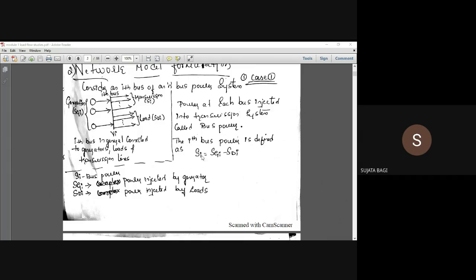Okay, so whatever the generation minus demand. This power, generation power, whatever we are getting, SGI, this is transmission. So how much are we getting here? How much generated power minus the load side. So this is the total power that will be there. Okay, bus power. What is that bus power? Bus power is nothing but power injected by generator minus power injected by loads. Generation minus loads. This is basic.